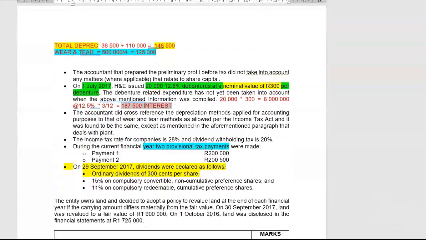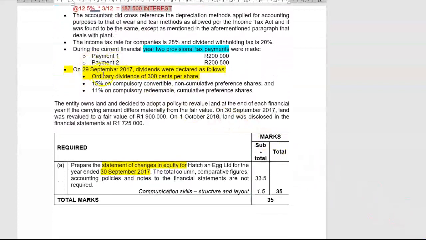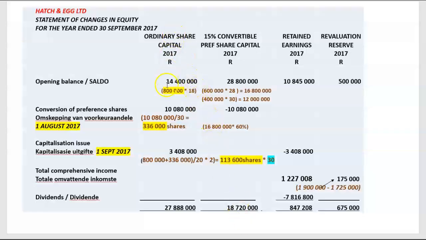Now we can do the dividends. On 29 September, the dividends were declared as follows. Ordinary dividends of 300 cents per share, 15% on the compulsory convertible non-cumulative preference and 11% on the compulsory redeemable cumulative shares. Now, this is the 297,000 which we have already accounted for, which they've given us. Okay. So let's do the ordinary dividends. Again, now it's easy. If I go to my statement of changes in equity, I have 800,000 there. I have 336,000 there. I have 113,600 there.